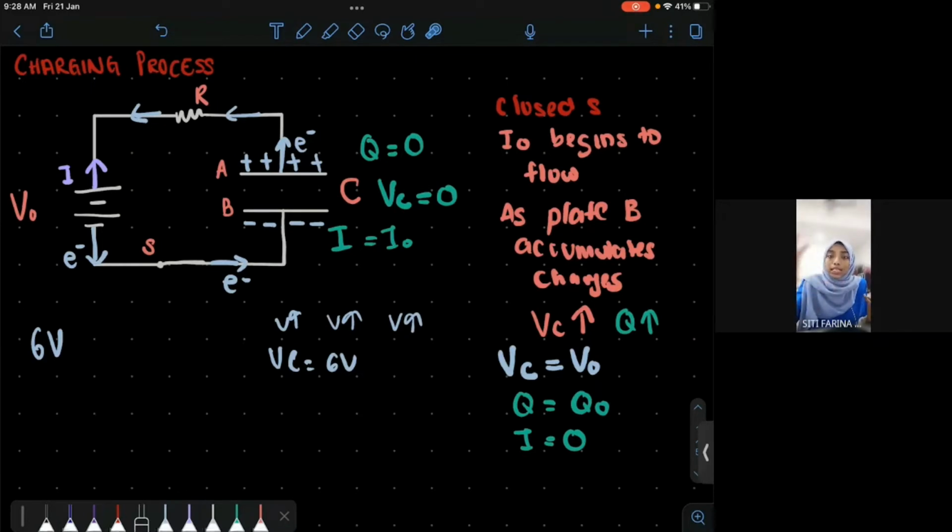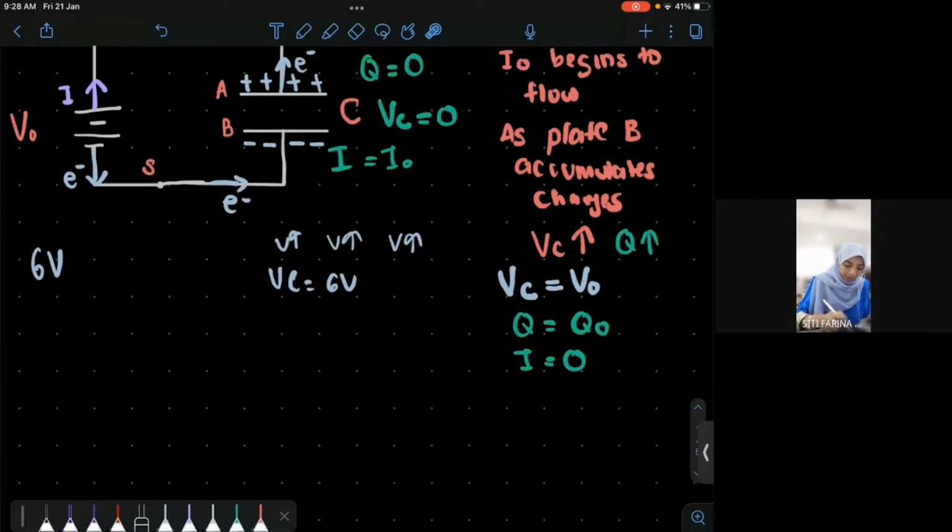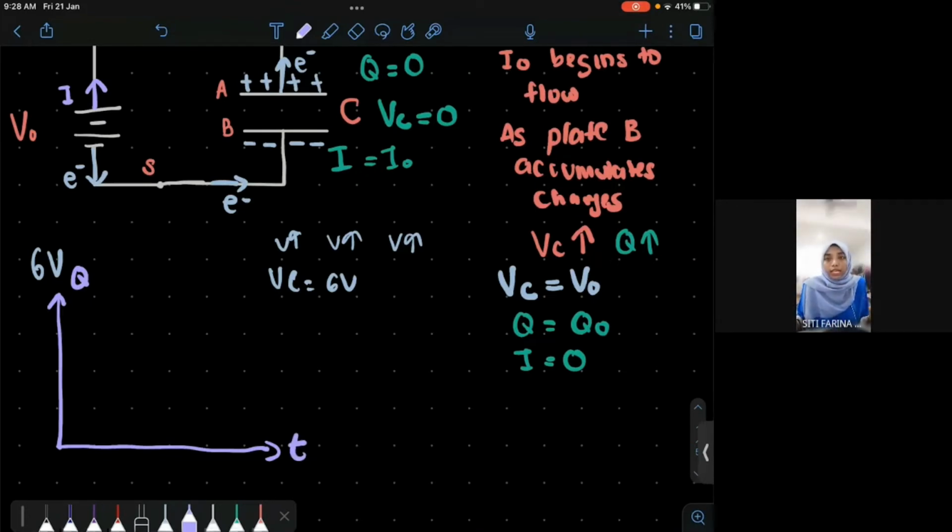Ini proses charging kamu. Okay, so dalam charging, apa yang akan jadi adalah you have graph of Q versus T, I versus T. Dan juga kamu boleh deduce sendiri V versus T juga. So contoh kalau kita tengok graf pertama kita, Q versus T, you're going to have Q exists dan juga T exists dekat sini. Q adalah the charge, amount of charge in the capacitor. T adalah the process of charging.